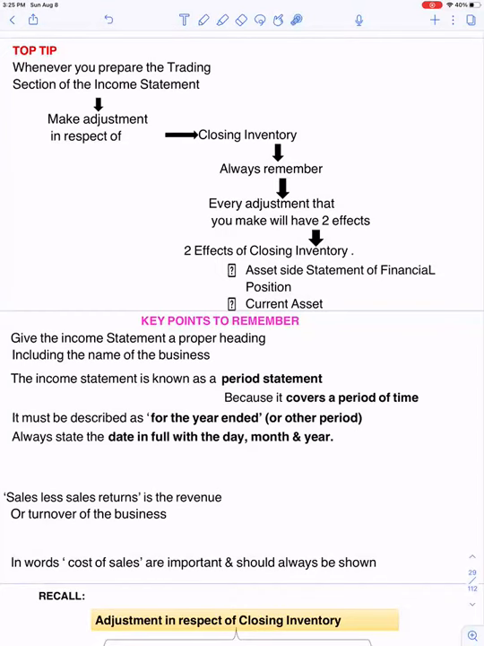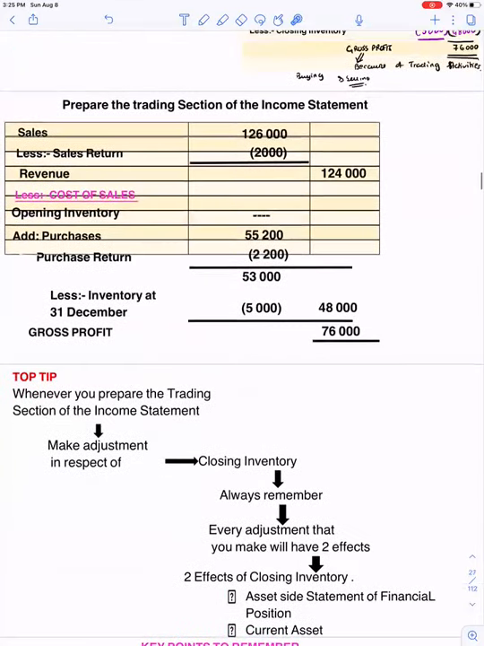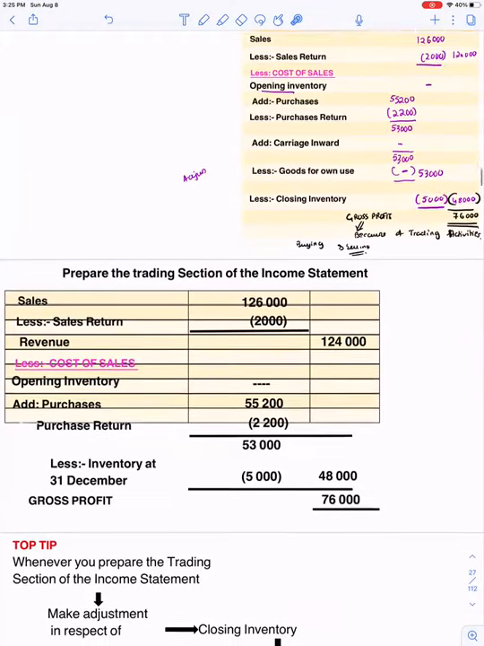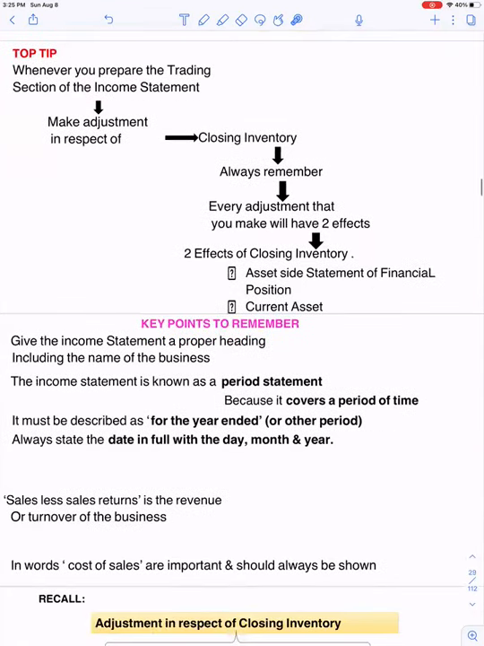Okay, so if you remember, what we did was we subtracted the closing inventory before arriving at the gross profit. So the most important tip over here is when you prepare the trading section of the income statement, always make adjustment in respect of closing inventory. Always remember, every adjustment will have two effects. The first effect of closing inventory is that it is subtracted from the cost of sales.